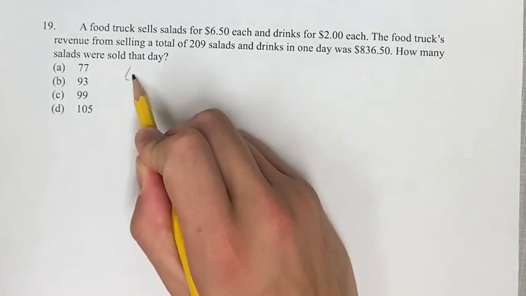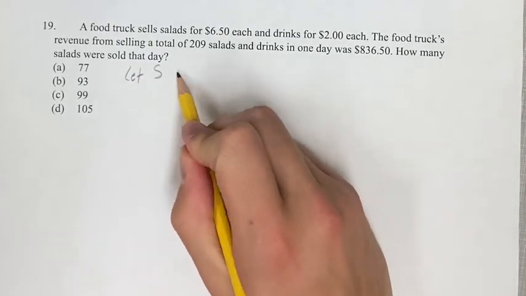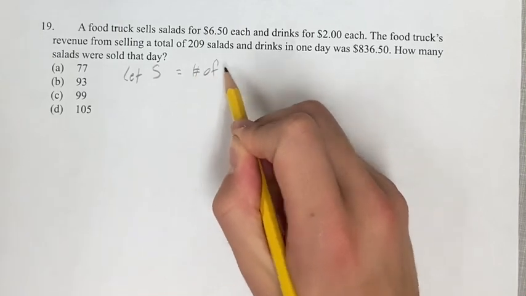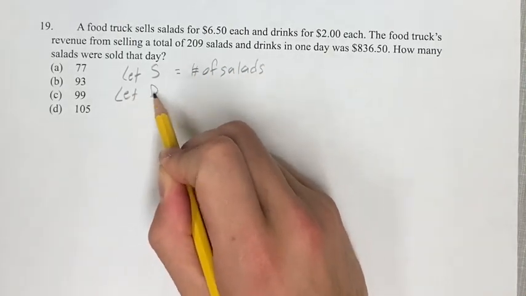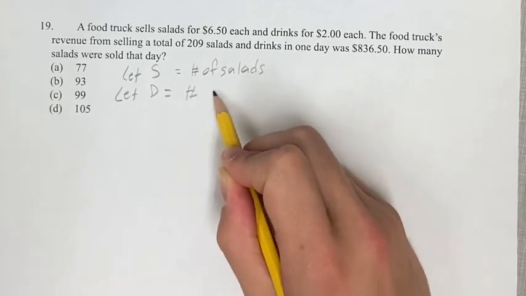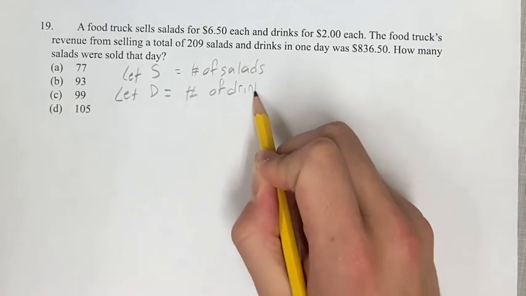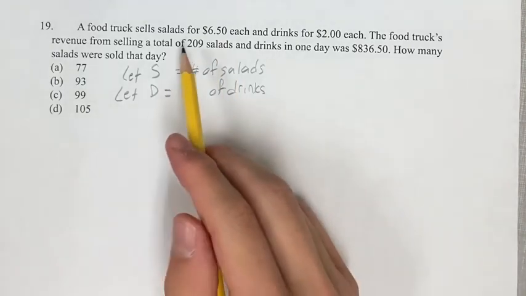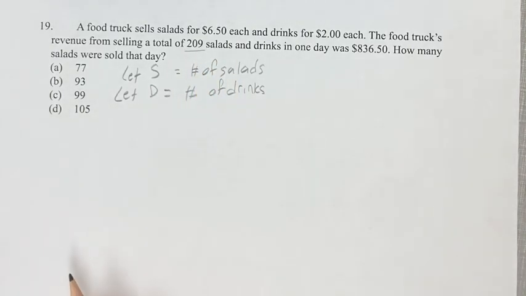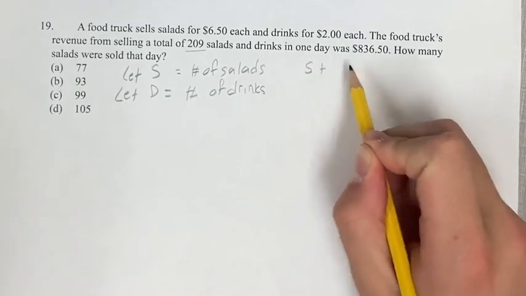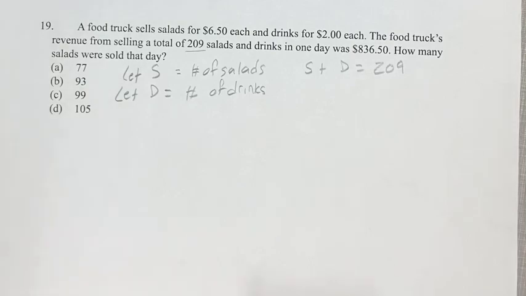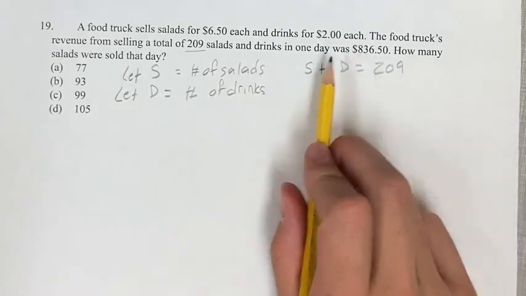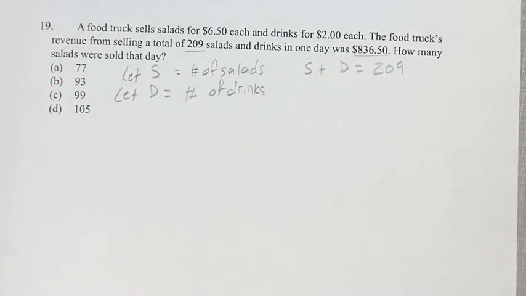So what we're going to do is say let S represent the number of salads, and let D equal the number of drinks that were sold on this particular day. They sold a total of 209 salads and drinks combined, so therefore we can say S plus D equals 209. Okay. The total revenue was $836.50.